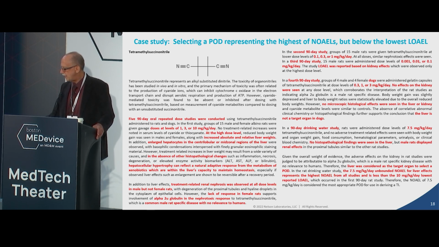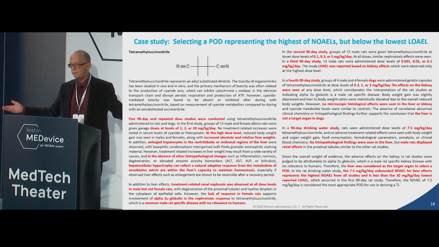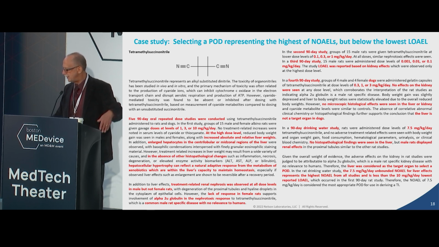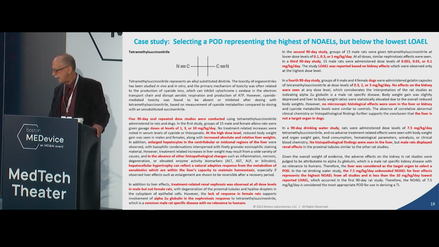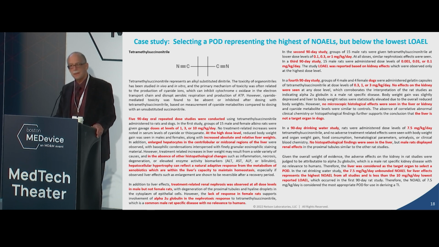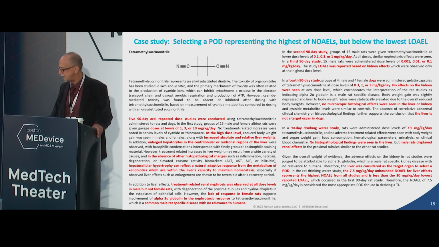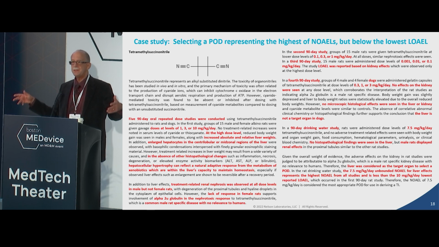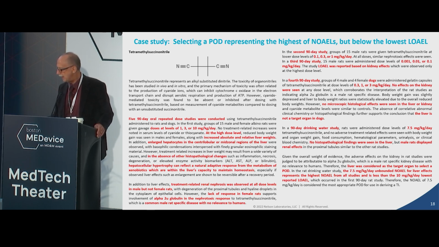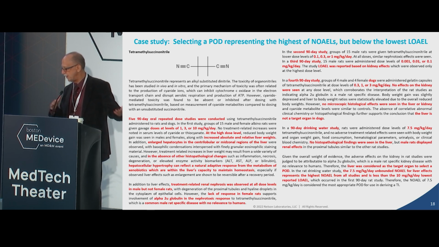However, it's cautioned that treatment-related increases in liver weight can result from a variety of causes. Sometimes they're due to damage to the liver, and other times they may not be. Hepatocellular hypertrophy can reflect a natural adaptive response, in some cases from the metabolism of xenobiotics, which are within the liver's capacity to maintain homeostasis, especially if the observed liver effects such as enlargement might be reversible after a recovery period.